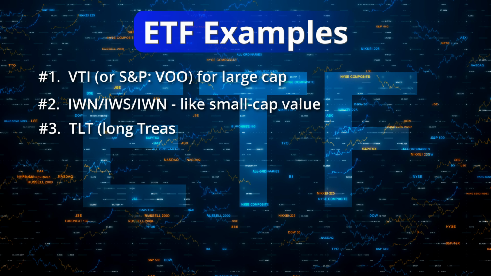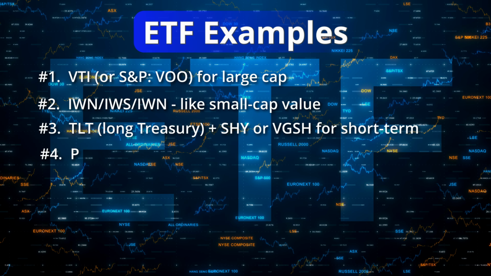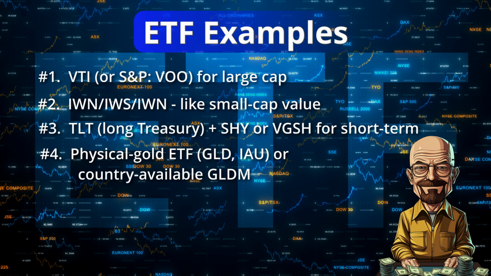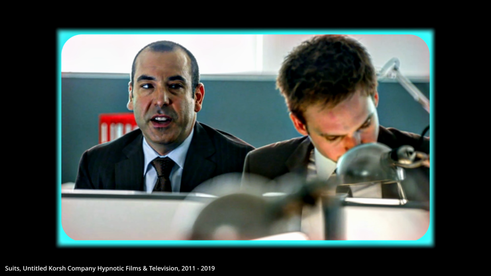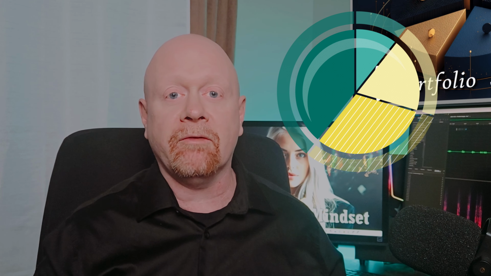TLT, long treasury, plus SHY or VGSH for short term. Physical gold ETF, GLD or IAU, or GLDM where available. So why use it? It's built to capture the equity upside while limiting drawdowns. It's good for investors who want a safer, equity-heavy alternative with explicit inflation/deflation diversifiers. The risks and maintenance: it does have moderate volatility and provides very well-adjusted returns, provided you keep the portfolio in balance. However, it does have to be rebalanced every year because of that 5-way split.